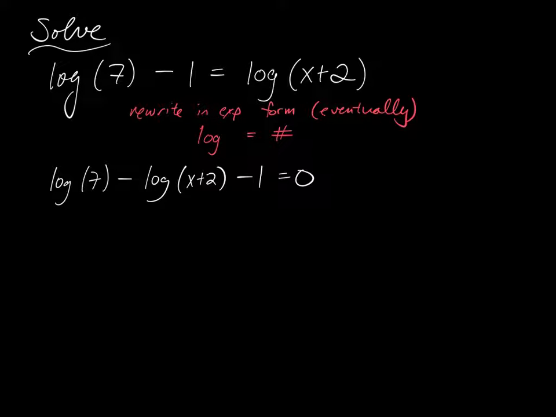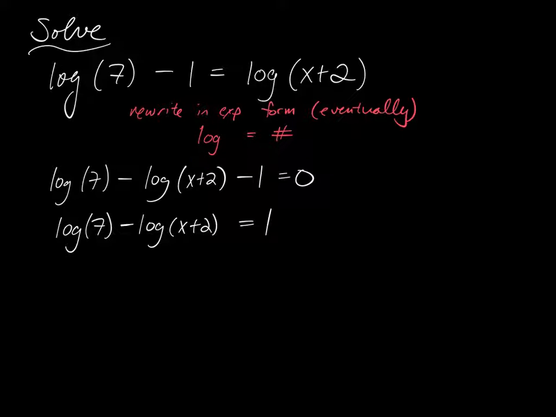The next thing I need to do in order to get one log equals some number form, I think I want to add this 1 to the other side. There we go. So I added 1 to the left side, and that canceled here, and I added 1 to 0, and I got 1. Now we're getting really close. I have this log equals some number.